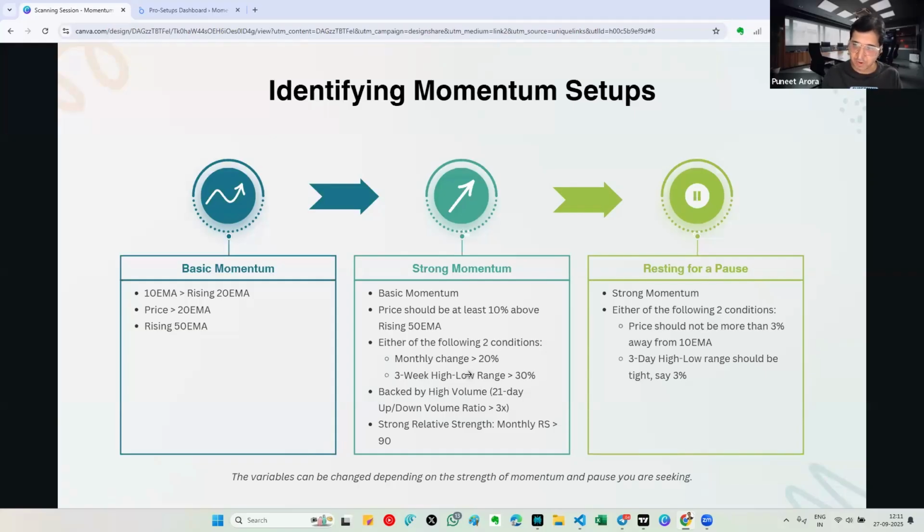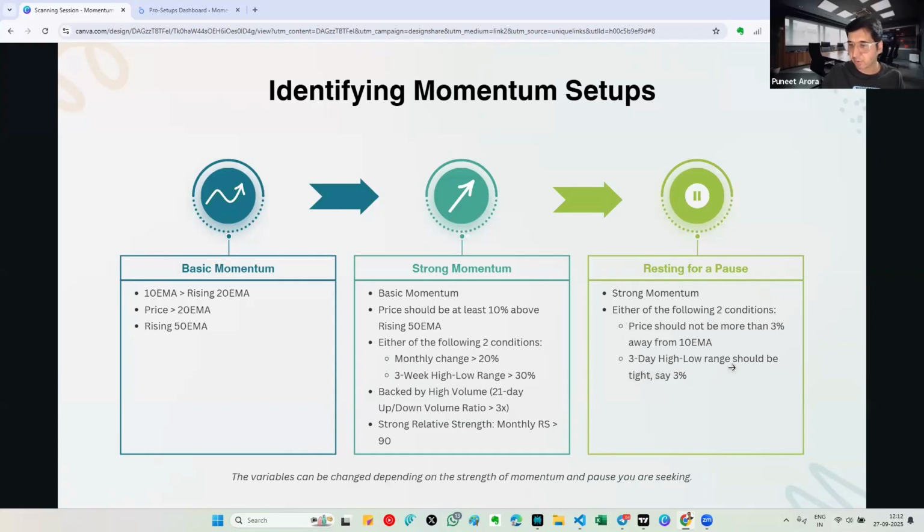Next step would be to find a stock that comes back a little, or comes towards 10 EMA, 20 EMA, or waits for a little pause. So the stock should be meeting either of the following two conditions. It should not be more than 3% away from 10 EMA. We can keep it 4% also, 5% also, depending on how you want the chart to look. The closer to 10 EMA, the better it is. Sometimes it can even go below 10 EMA and come to 20 EMA also. I will tell you how to put those conditions in the dashboard.